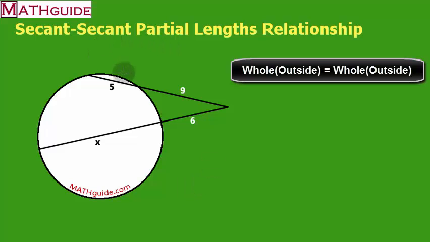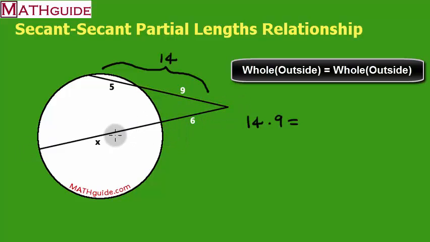Alright, I'm going to start with this secant line first. So we know the whole distance is 9 plus 5, that's 14. Okay, so the whole distance is 14. I know that the outside distance is 9. I'll multiply those together. Alright, now let's go to the other secant.